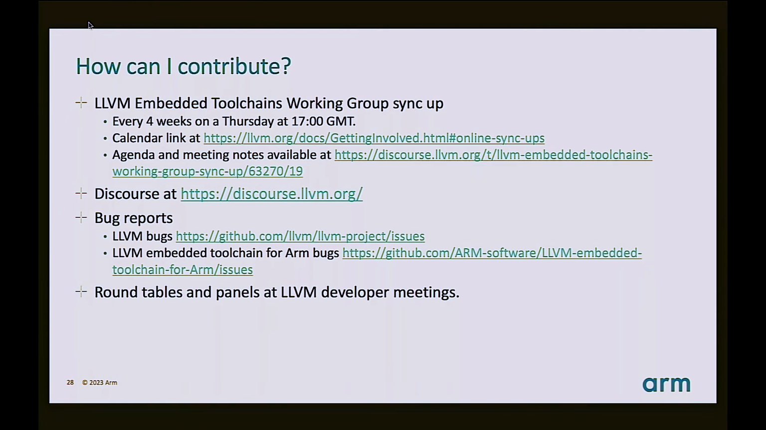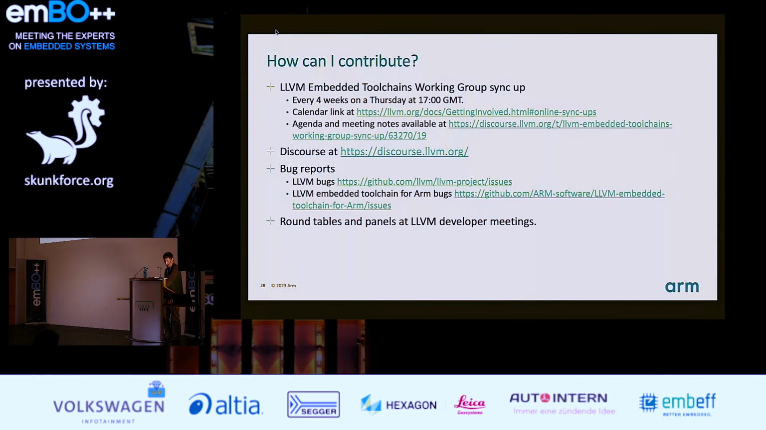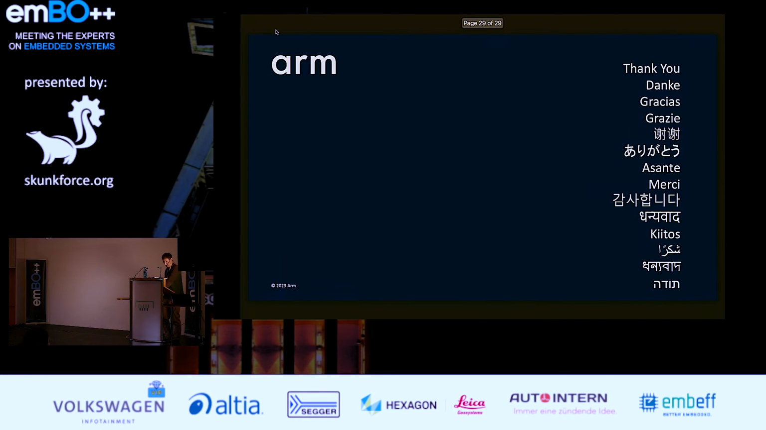Discourse as well for questions. For bug reports, basically problems in LLVM, report them to LLVM. We do have in the LLVM embedded toolchain for ARM an issues list, although if you do find a bug in LLVM, please don't report it in the LLVM embedded toolchain. We're kind of more the build scripts. We'd much rather get the bug reported in the upstream project. Also, roundtables are available at LLVM development meetings. I think that's all I've got for now. So hopefully we've got about 10 minutes. If anyone has any questions on LLVM, Clang, anything like this in general, I'll do my best to answer.